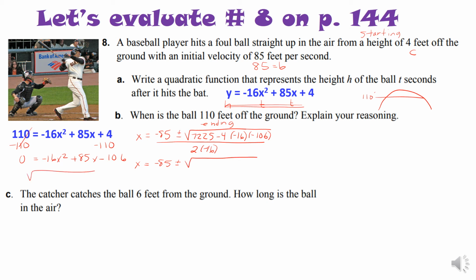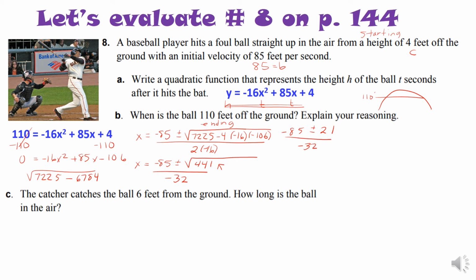So now we've got x equals negative b plus or minus the square root of 7,225 minus 6,784, and so that equals 441 all over negative 32. So we are lucky because this is a perfect square, so we're going to get negative 85 plus or minus 21 all over negative 32.